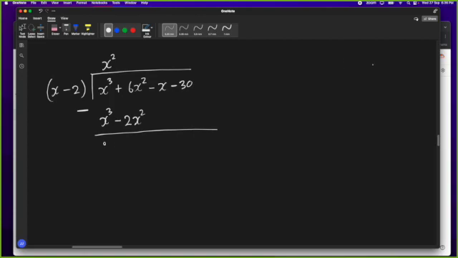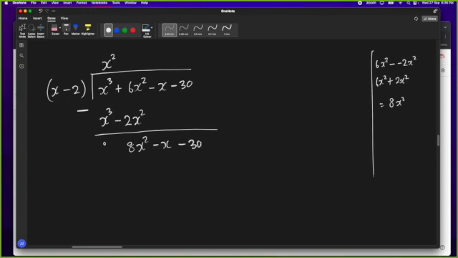I have in my working column here 6x squared minus 2x squared. So that is 6x squared plus 2x squared. Yeah, this is where you had to be careful. So we can see here that we have 8x squared. And then, well, nothing else to minus, so I just bring that stuff down.